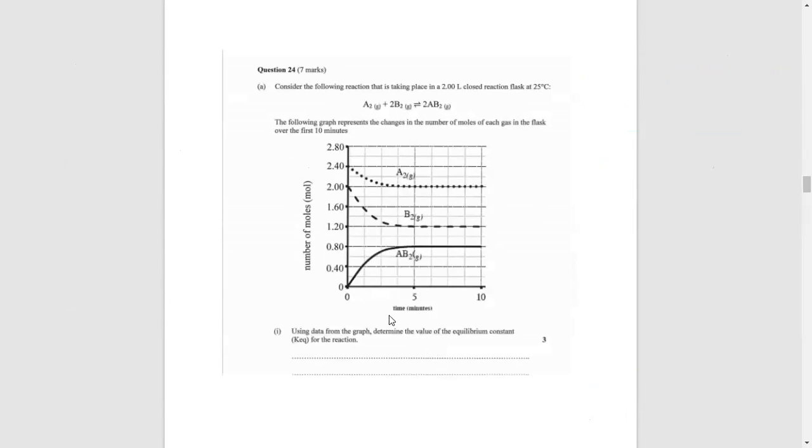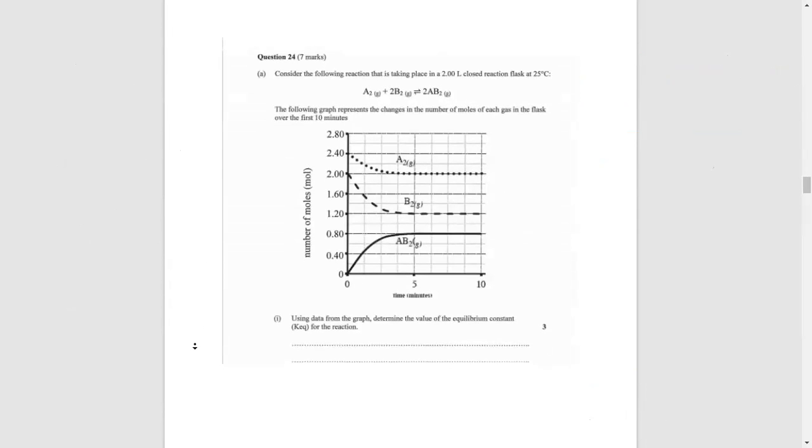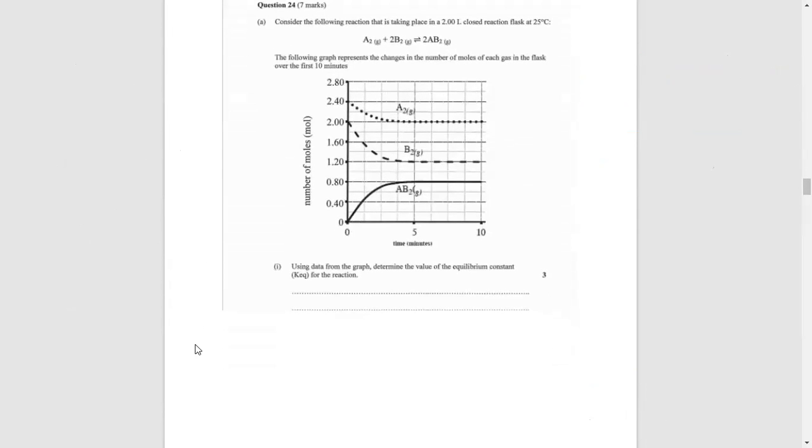All right, so moving on to extended response questions. Here, you've got a reaction. And whenever the volume is not 1 liter, pay a lot of attention to that. The 2 liter container. And as expected, they did try to trip you up here because they give you a number of moles. We just talked about it earlier. Make sure you convert to concentration.